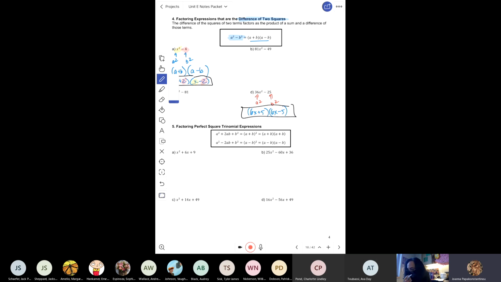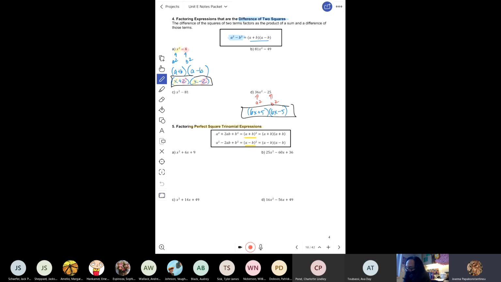The next beautiful little special factoring deals with perfect square trinomials. Perfect square trinomials. Sometimes you see it, sometimes you don't. Perfect square trinomials are a result of taking a binomial and squaring it, whether it's a sum or a difference.